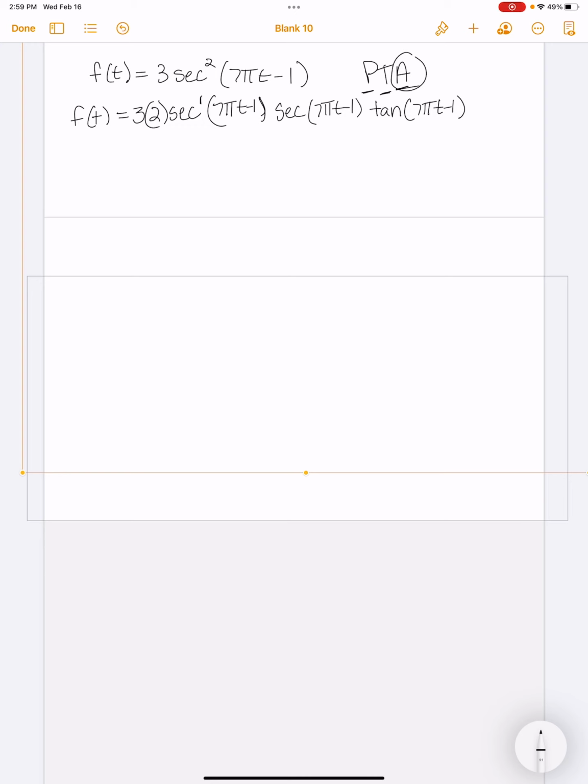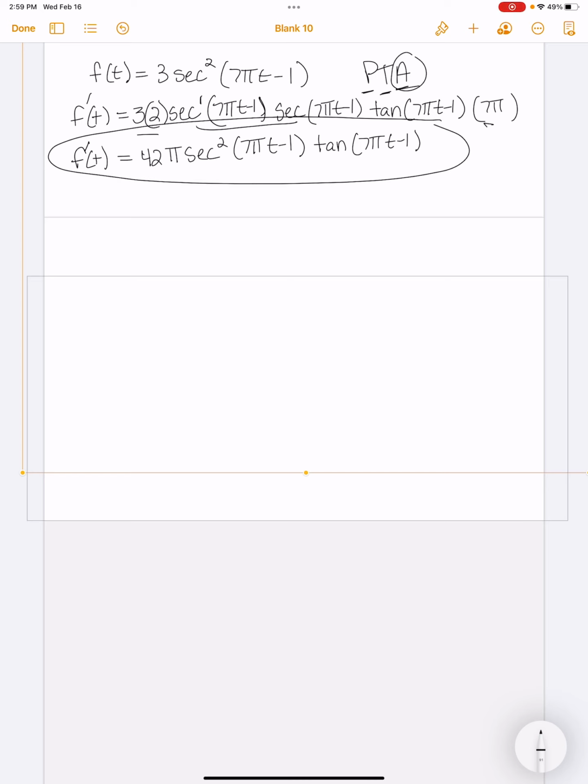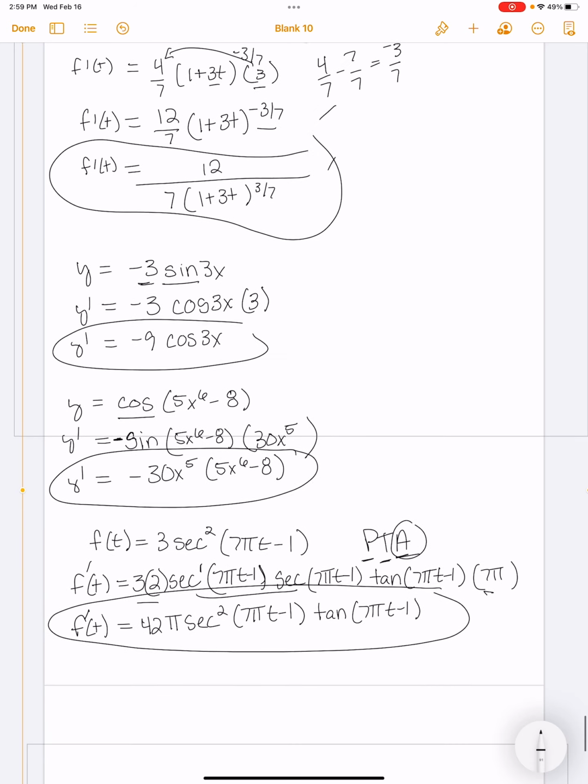Then you have to take the derivative of the angle, which is 7 pi, because the derivative of 7 pi t would be 7 pi. Derivative of negative 1 is just 0. Then we need to put everybody together. So we have 6 over here and 7, that's 42 pi secant squared, because we have these two, 7 pi t minus 1, tangent 7 pi t minus 1. And that is our derivative. Okay. And I hope that this was helpful. Keep practicing.